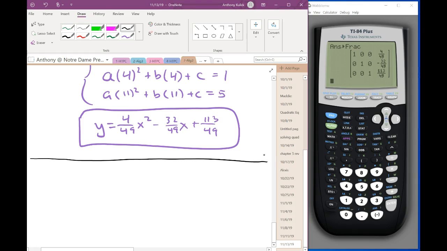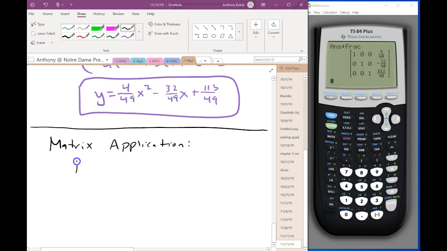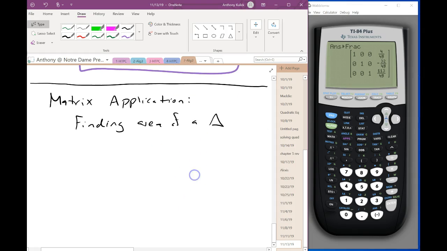So we have one more application, and this is really not a system application, but rather like a matrix application. And it's finding the area of a triangle. So suppose you want to find the area of a triangle, and you're just given the three coordinates of the vertices.